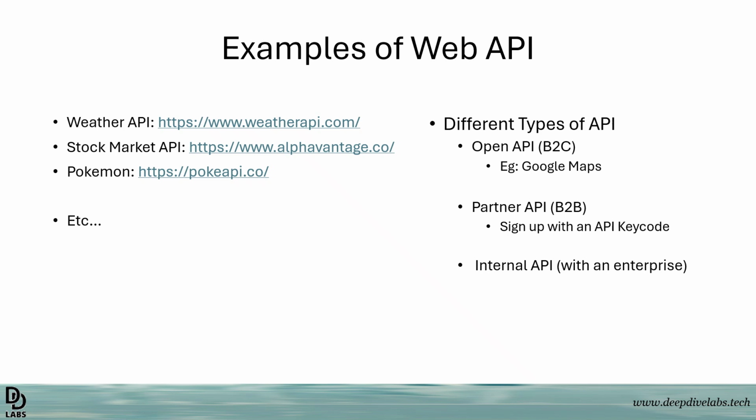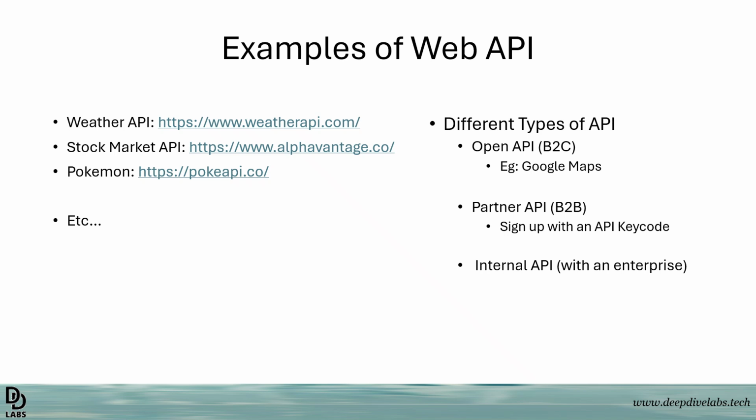There is another kind of API, which is a partner API, which is typically B2B. You'll have to sign up with an API and sign up for an API key code. That is what I will demonstrate in our API lab. And then you have internal APIs also. Some organizations are so big that they might want to transfer data within each department. Within an enterprise, there can be internal sharing of API.